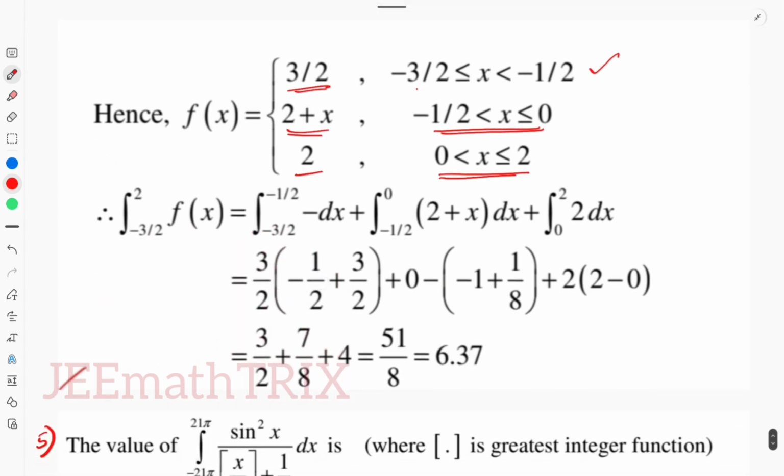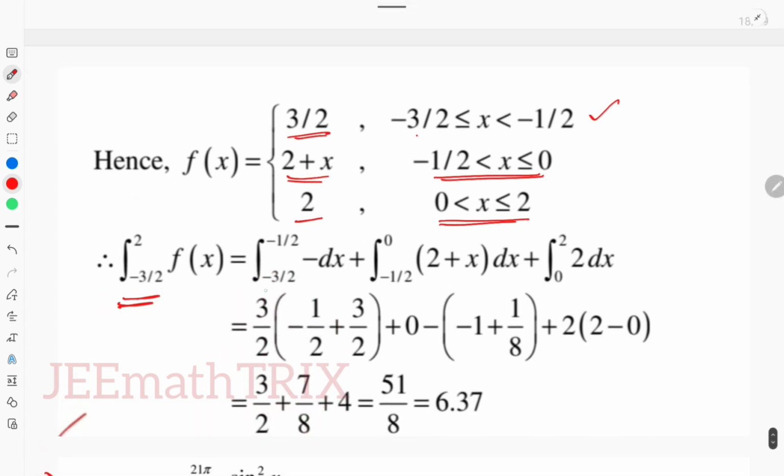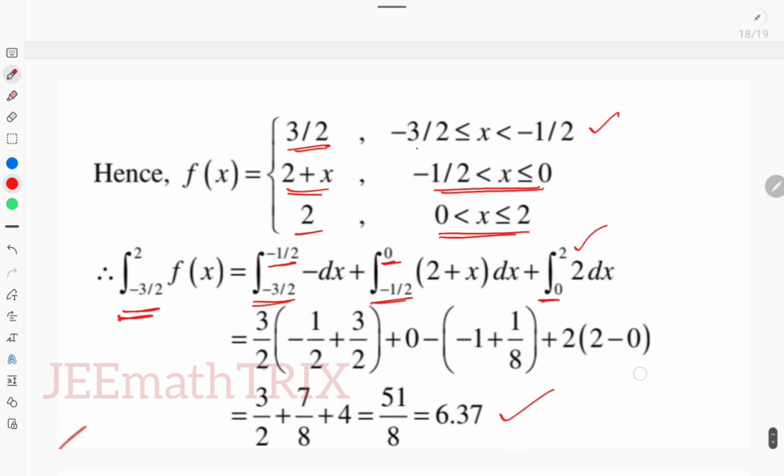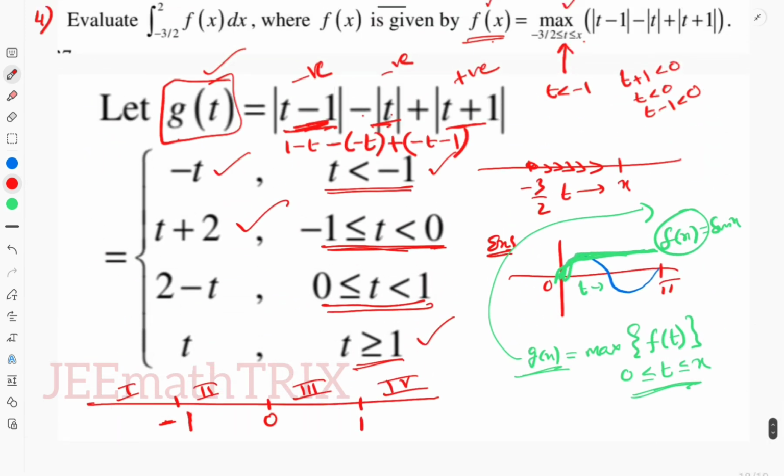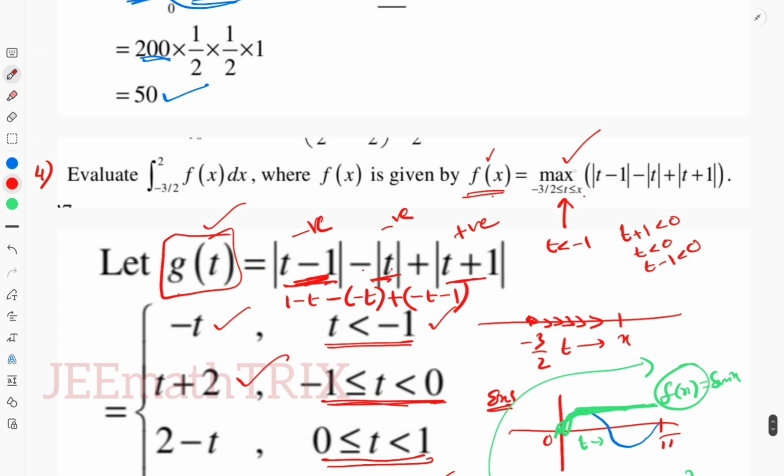So now, from minus 3 by 2 to 2, we have divided into three parts: minus 3 by 2 to minus half, minus half to 0, and 0 to 2. You replace the function and you can calculate the definite integration. So this is how we have discussed one question. Very rarely they do ask, but it is very important to solve this type of questions. Even in previous AITS questions, it is given, such type of questions are mentioned.